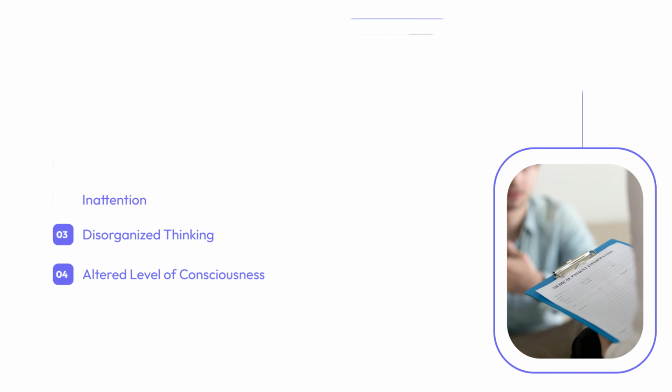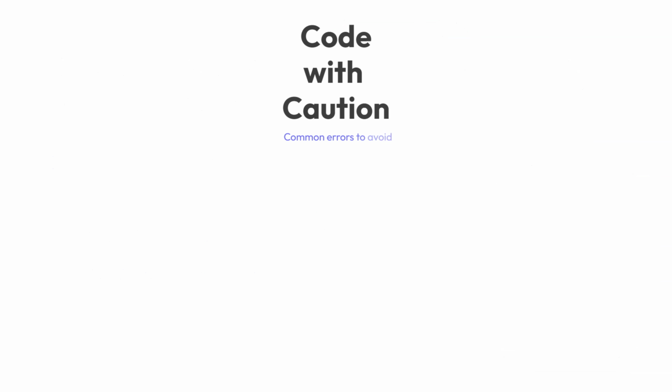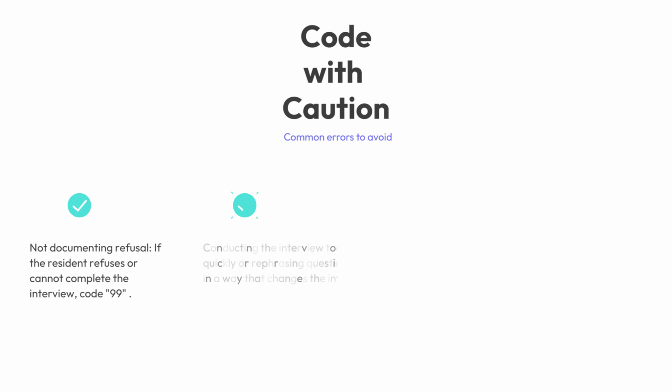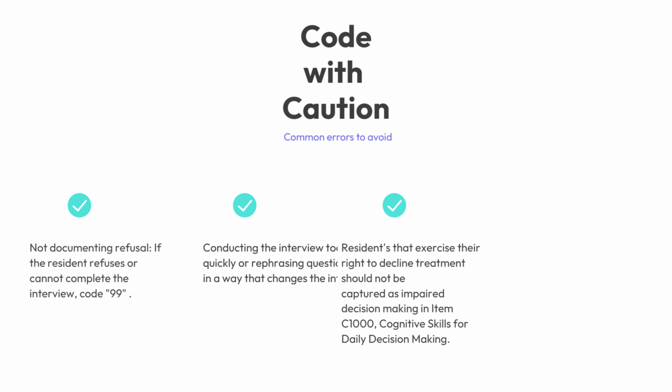When completing Section C, avoid common coding errors, such as not documenting refusal as 99 if the resident refuses or cannot complete the interview, conducting the interview too quickly, or rephrasing questions in a way that changes the intent. Residents that exercise their right to decline treatment should not be captured as impaired decision-making in item C1000, cognitive skills for daily decision-making, and confusing delirium with dementia. Dementia is chronic, delirium is sudden or acute.